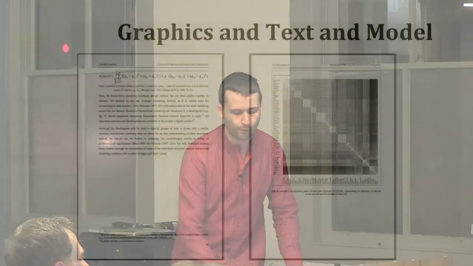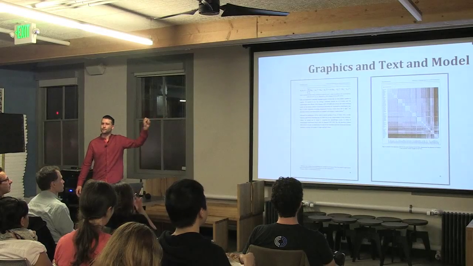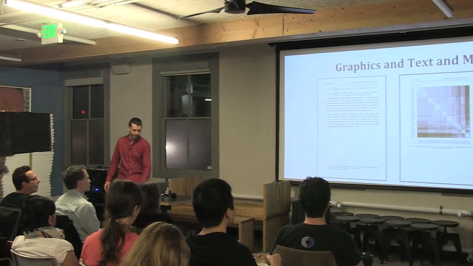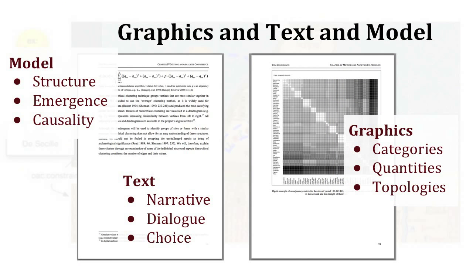This isn't new, of course. We've seen graphics and text and model integrated before, especially in academia. We've got papers where there's a model here, there's some text here, and there's some kind of graphic here. And you might not spot the model or the system, but it's expressed in this mathematical notation, deals with concepts of structure and emergence and causality.